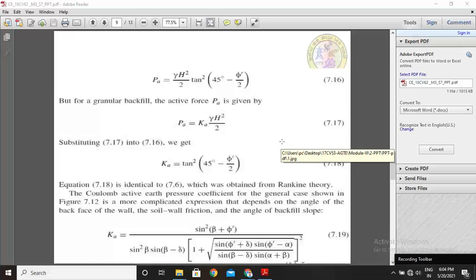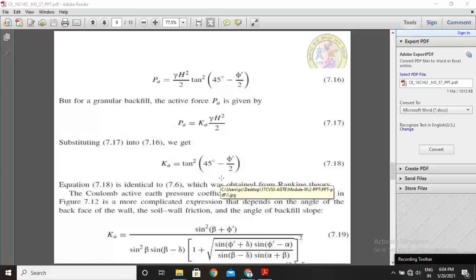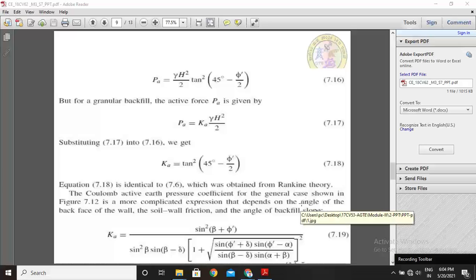But for a granular backfill, the active force PA is given by PA equal to Ka into half of gamma h square. So then substituting equation 7.17 into 7.16, we get Ka equal to tan square of 45 minus phi by 2. The active pressure coefficient is given as Ka equal to tan square of 45 minus phi by 2. Equation 7.18 is identical to equation 7.6, which was obtained from Rankine's theory, that is K equal to 1 minus sin phi by 1 plus sin phi.